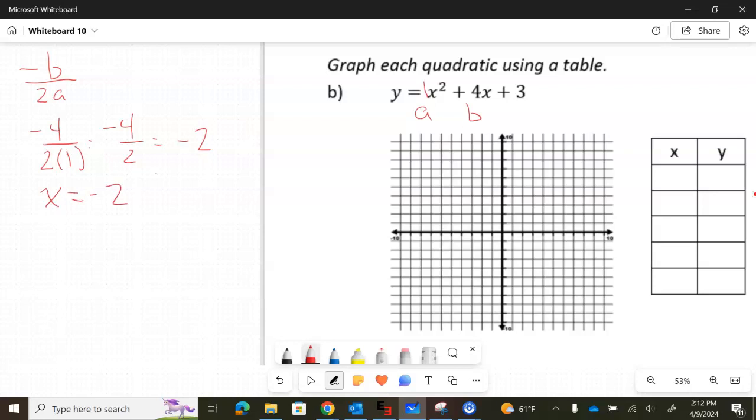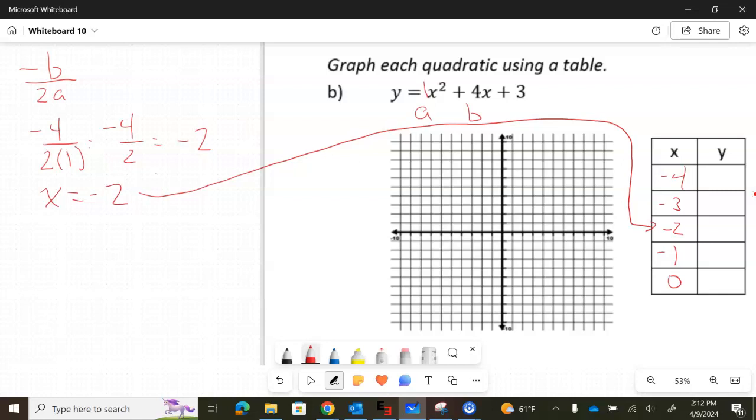So I'm going to take this value, I'm going to put it in my table right here in the middle, negative 2. And then I'm going to put two numbers smaller than negative 2. So negative 3, negative 4. Then I'm going to put two numbers bigger, negative 1 and 0. Now I need to start to fill in the rest of my table.